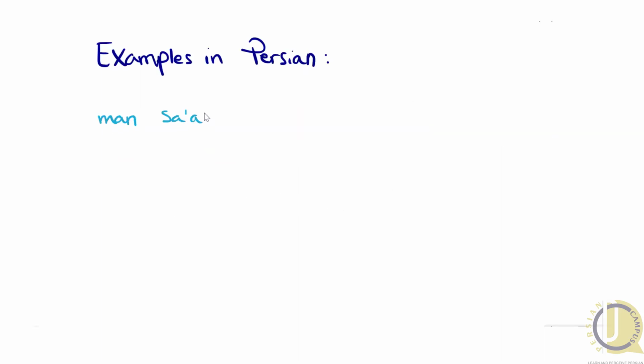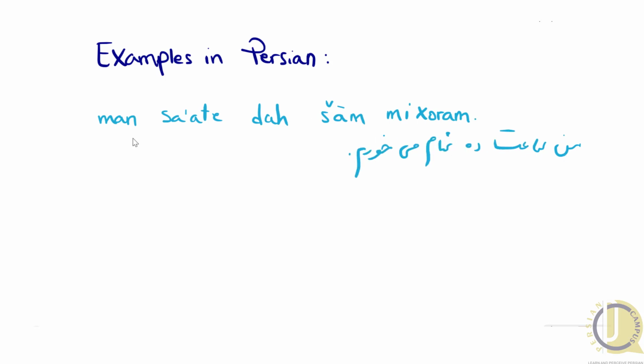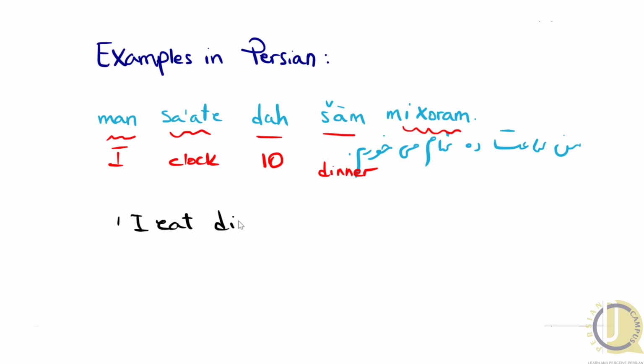Or من ساعت 10 شام میخورم. Man is I, ساعت is clock or watch, 10 is 10, شام means dinner, میخورم is the main verb, its stem is خور. That means I eat dinner at 10 o'clock. What are me and am before and after the stem of the verb? You'll probably need to know more about the latter, am.